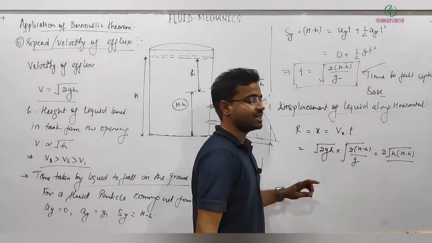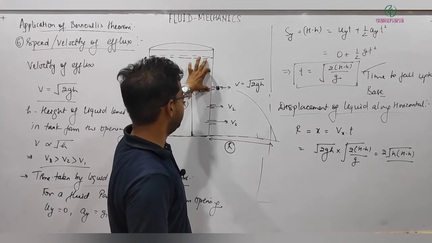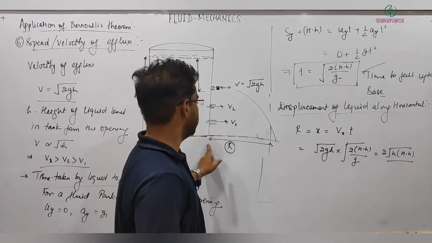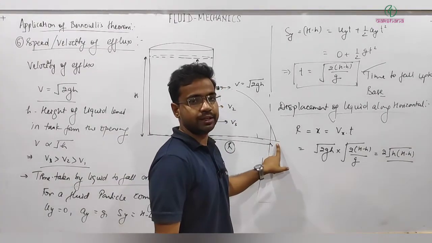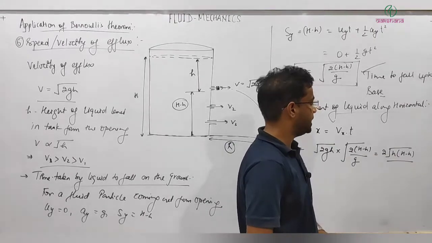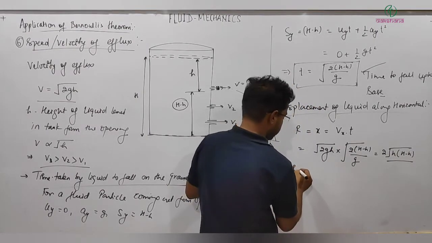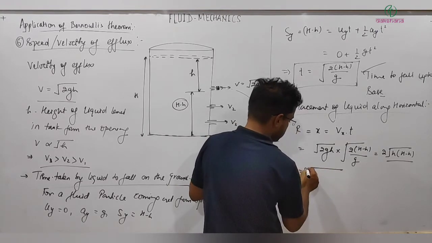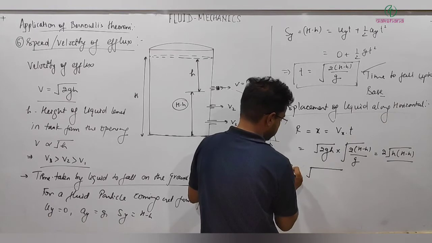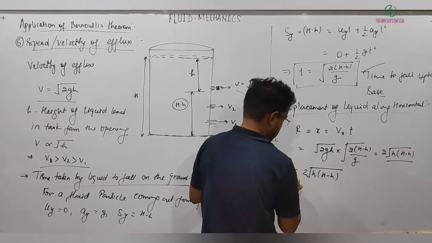This is the expression. So if a small hole is made at a height h below the top level, the liquid will be falling, striking the base level at a distance of 2 under root small h into capital H minus small h. So R is equal to 2 under root small h into capital H minus small h.